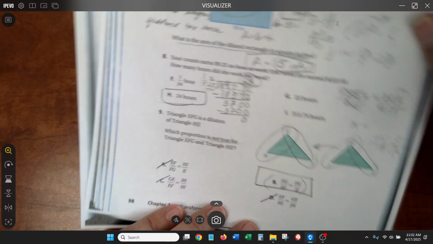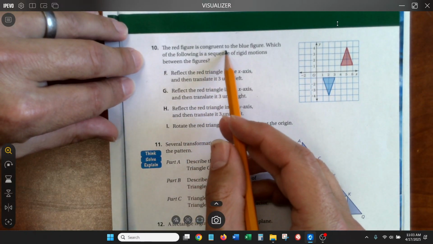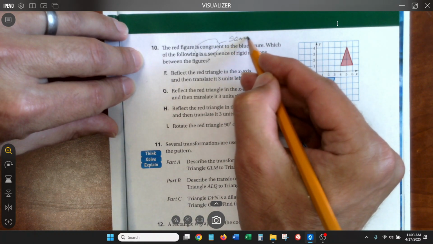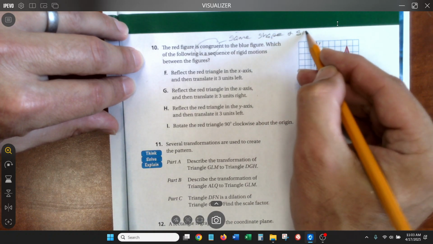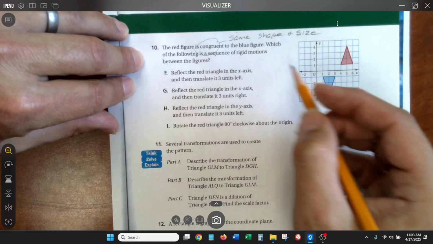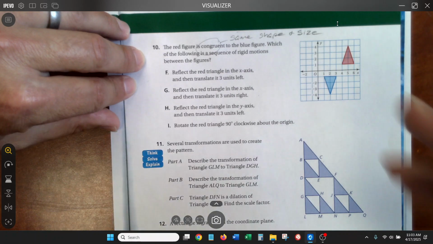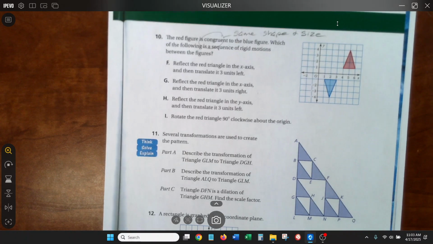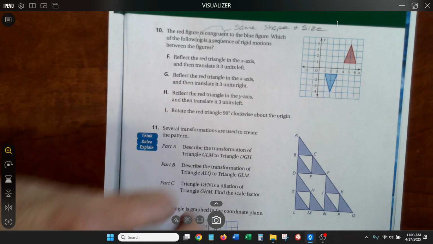Alright, number 10. The red figure is congruent to the blue. Congruent means same shape and size. That's in opposition to similar. The word similar just means same shape but different size. Well, I shouldn't say necessarily different size. All shapes that are congruent are also similar, but all shapes that are similar aren't necessarily congruent.